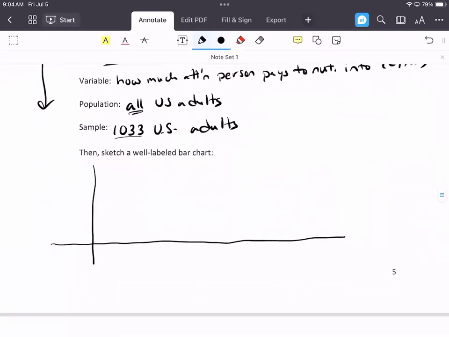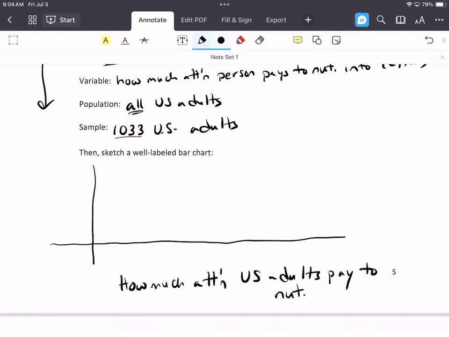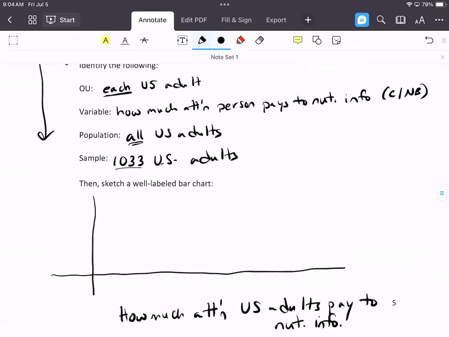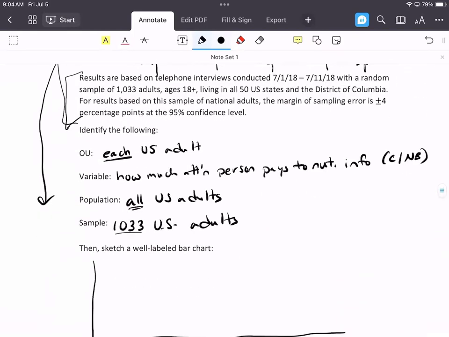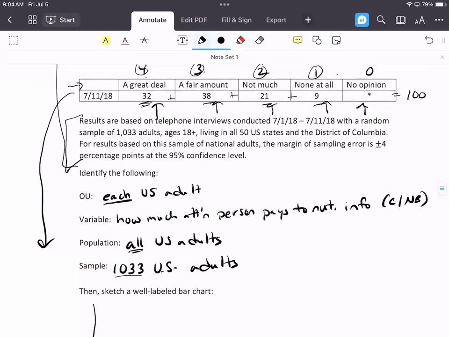So I'm going to label the axes as, well, what am I recording down below? Well, I'm recording how much attention, and I'm going to do a little bit of abbreviation here, US adults pay to nutritional information. We're going to want to do buckets in this case, and we're going to have them separated a little bit because remember, these are categories, all right?